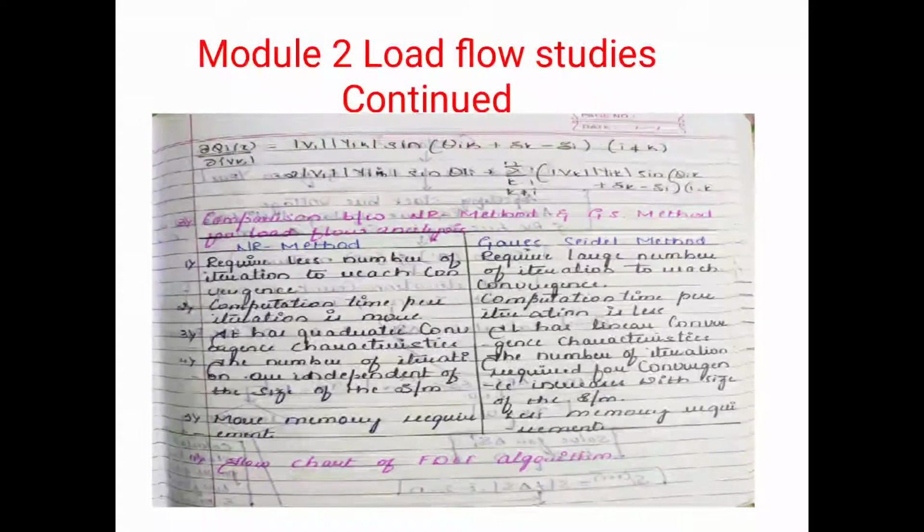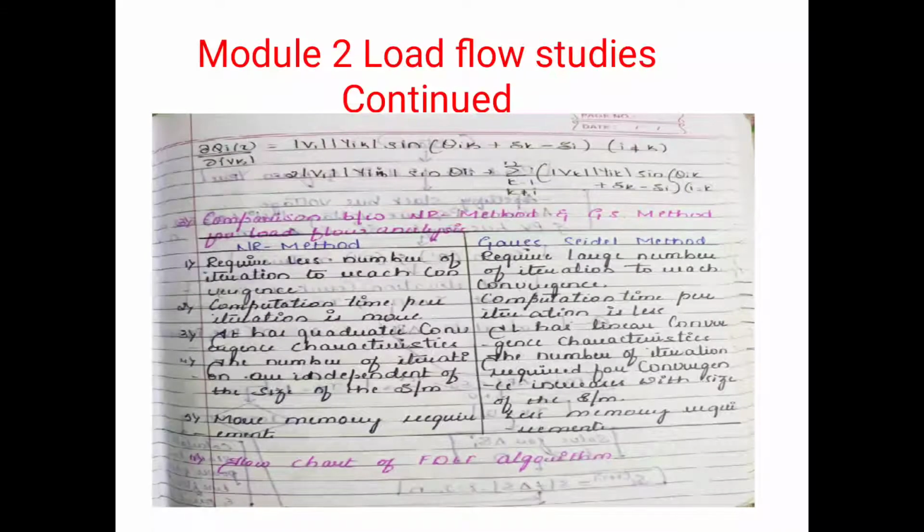The computation time per iteration is more in NR because of the complex calculation. In Gauss-Seidel, the calculation is less but the iteration count is more. The NR method has quadratic convergence characteristics, whereas Gauss-Seidel has linear convergence.